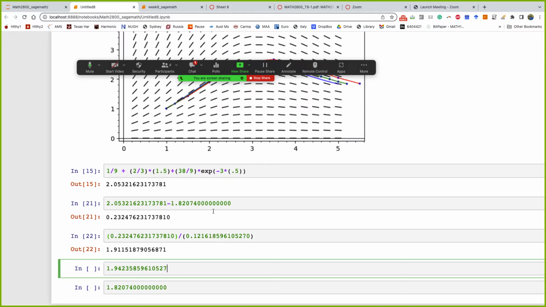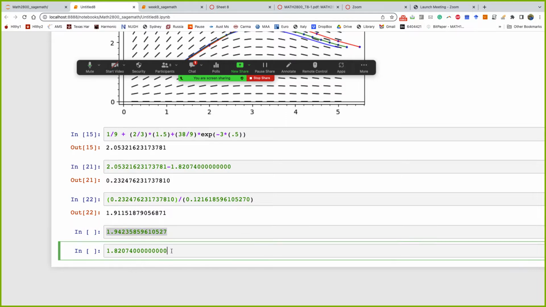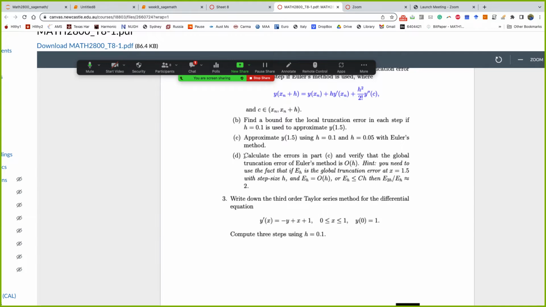Now let's go to the question. I will remember that this one is with a finer step and this one with the lazier step. The question says, part D, this is the important part, the goal of today: calculate the error in part C and verify the global truncation. What we obtained for y of 1.5, we will compare with the value we can obtain from the analytic solution.